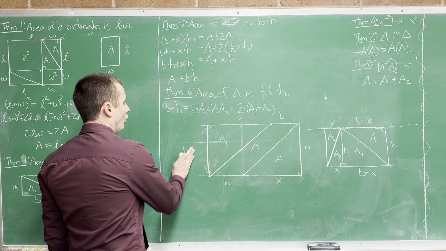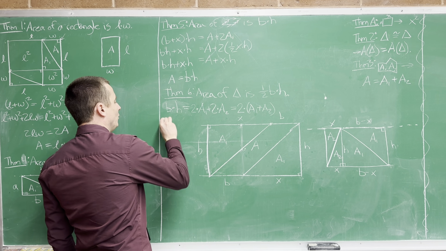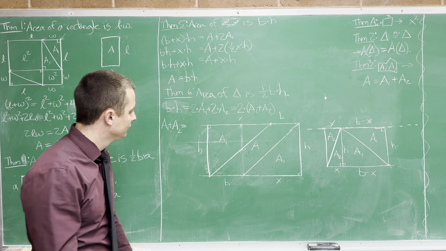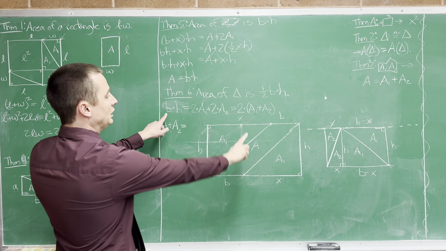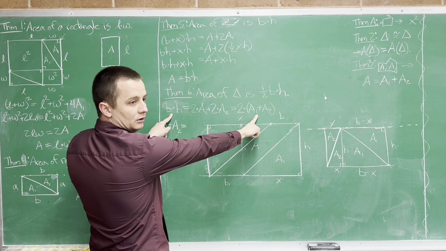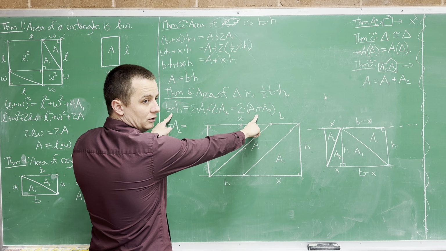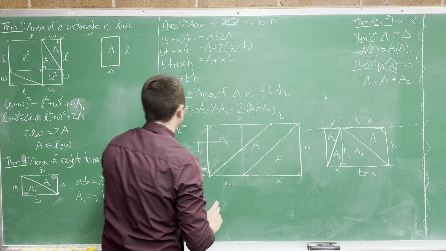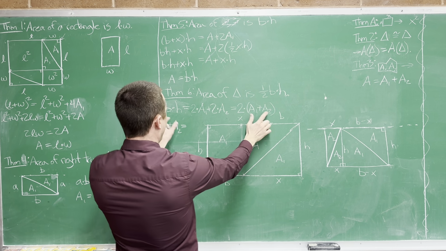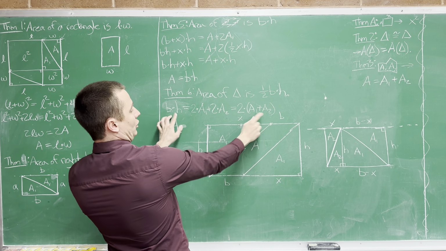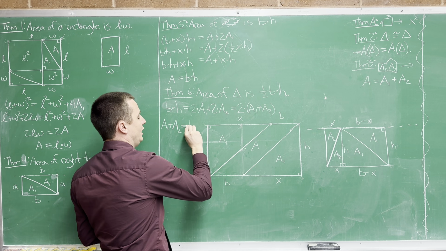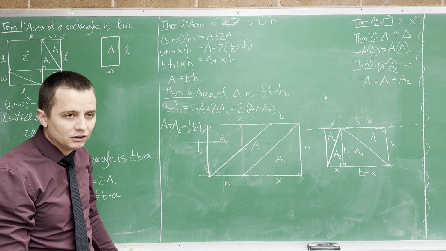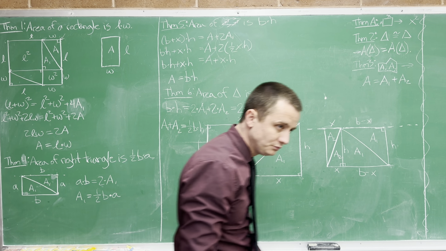So then, over here, we get A1 plus A2 is equal to what? We divide both sides by 2. It's 1/2 base times height. If base times height is equal to 2 times A1 plus A2, then dividing both sides by 2, we get A1 plus A2 is equal to 1/2 the base times the height. Do you see it? So there's the area of the triangle.